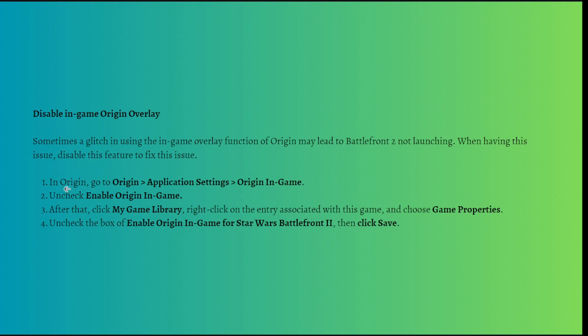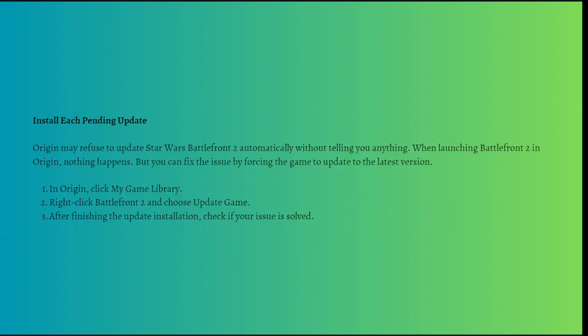So you need to go to Origin, then Application Settings, and then click Origin In-Game. You can uncheck Enable Origin In-Game, and after that, click My Game Library and right-click the entry associated with the game, and then choose Game Properties. Uncheck the box of Enable Origin In-Game for Star Wars Battlefront 2, and then lastly, click Save.